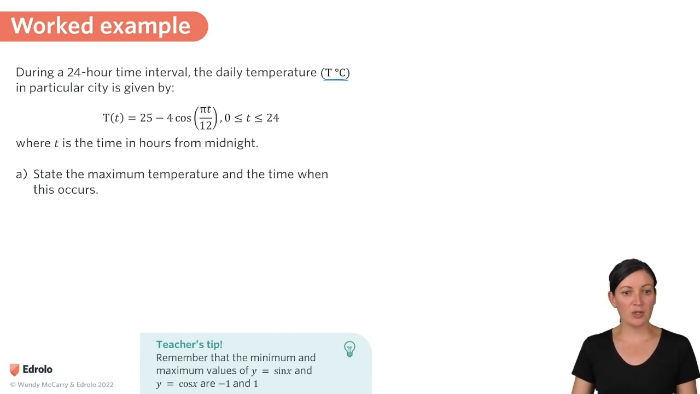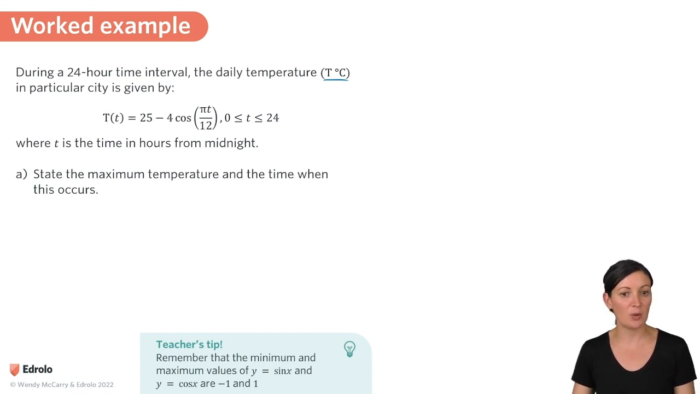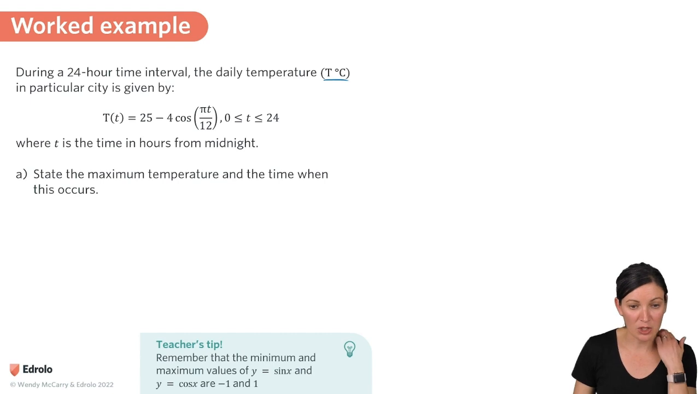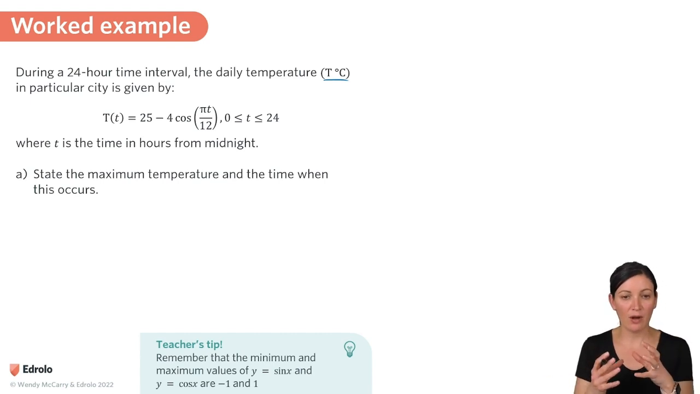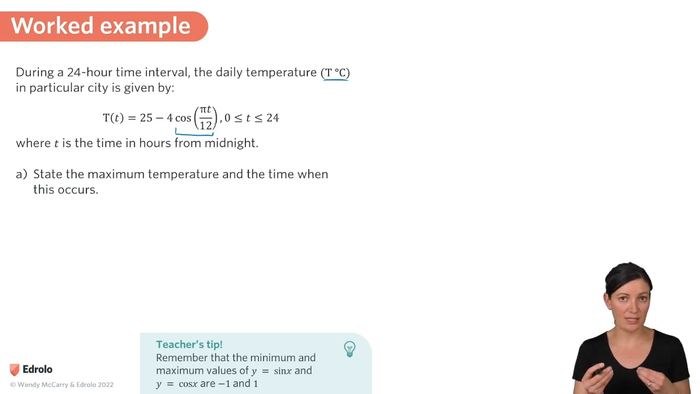So the first thing we want to do is state the maximum temperature and then the time that this occurs. So I'm going to show you how you would do this both with and without your calculator. If we want to find the maximum temperature, we want to think about, first of all, what is the maximum and minimum value that cosine could be, okay? The maximum value that cos of an angle can be is 1, and the minimum is -1. And that's going to help us with a lot of these questions.